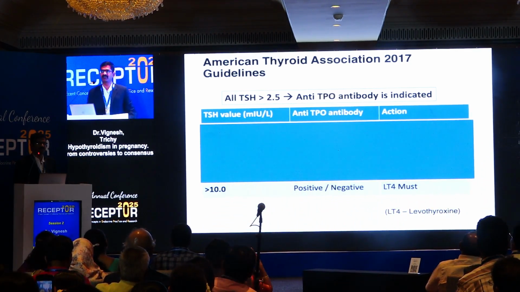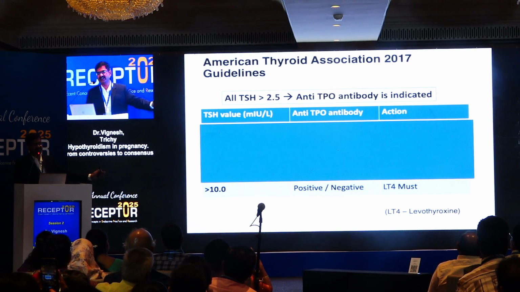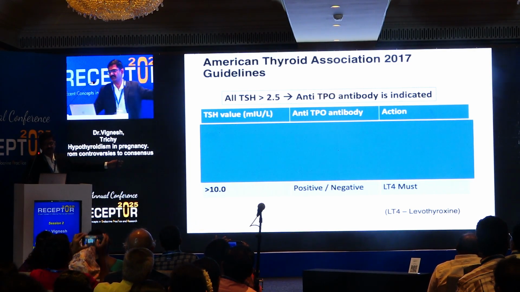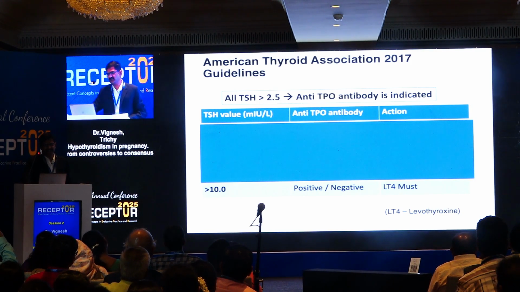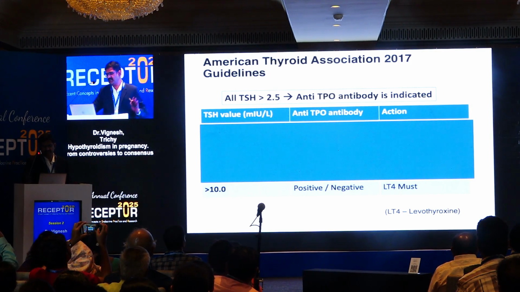So when we come across a woman with a severe degree of TSH, that is more than 10, what we call overt hypothyroidism, irrespective of antibody status, start thyroxine. You don't need to go for an antibody test. Anybody who comes with a TSH more than 10, straight away start treatment, don't do an antibody study.